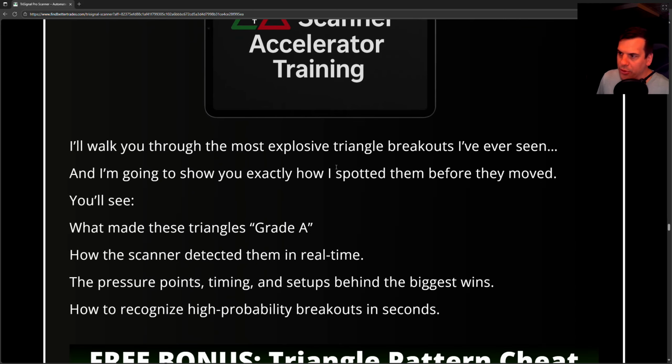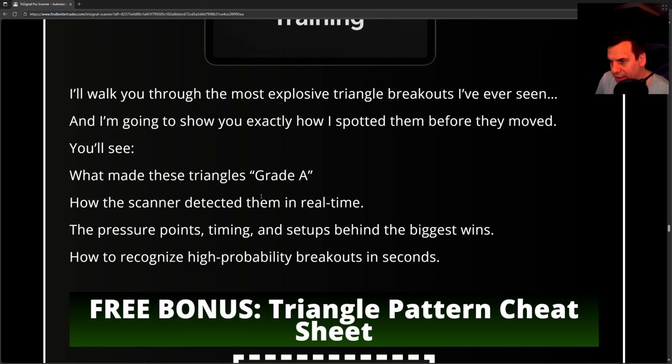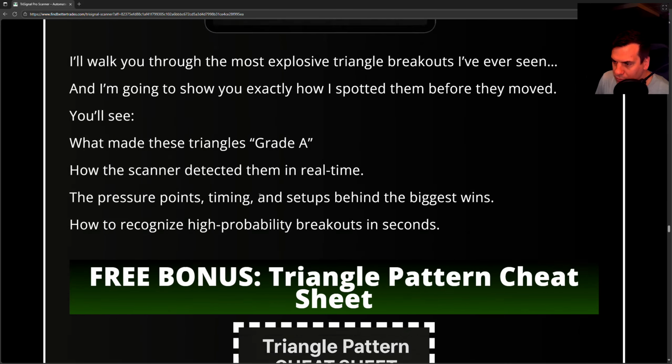I'm going to walk you through the most explosive triangle breakouts that I've ever seen, and I'm going to show you exactly how I spotted them before they moved. So essentially what I'll do is I'll go on the charts and say, okay, this is exactly how it played out. This is where we got the alert. This is what I consider a grade A scenario. This is the good time to execute. And I'm going to be doing a lot of that in that training.